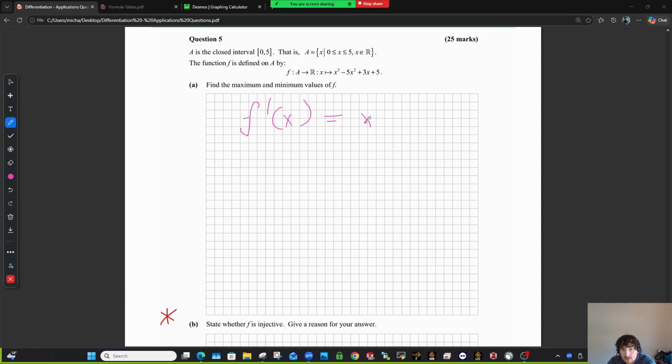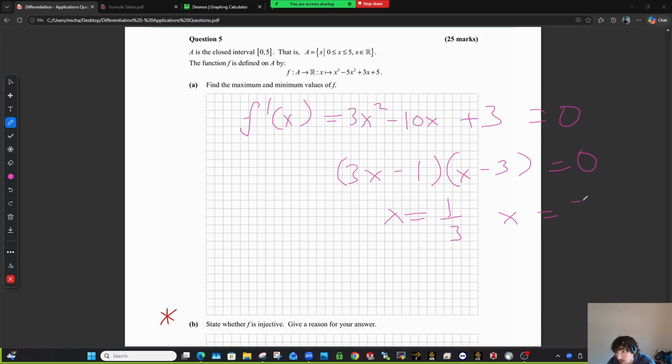So we get f dash x here. It's 3x squared minus 10x plus 3. We set this equal to 0 to find the turning points, and we can factorize that. It'll be 3x times x. It'll probably be 1 and 3, nice and simple, 3 and 1, both negative. And so this function will turn around when x is a third and when x is 3.